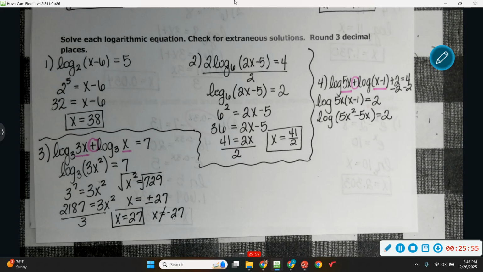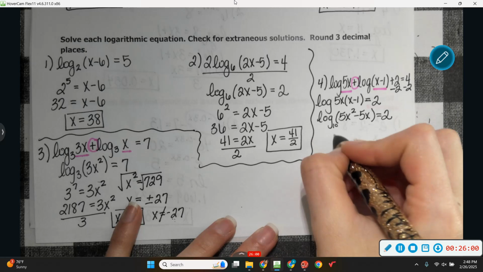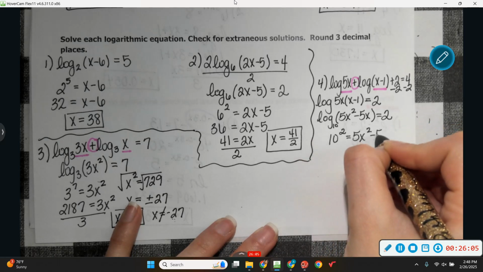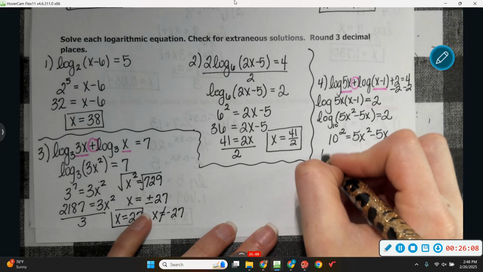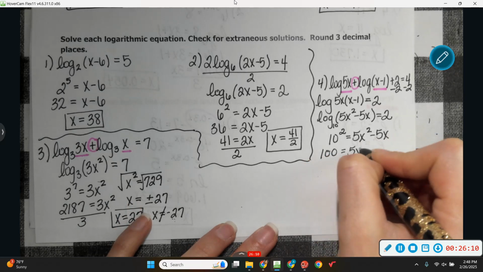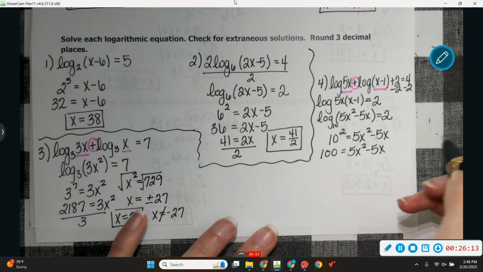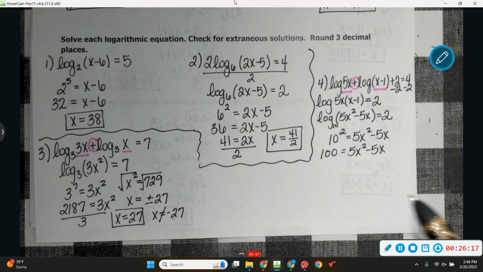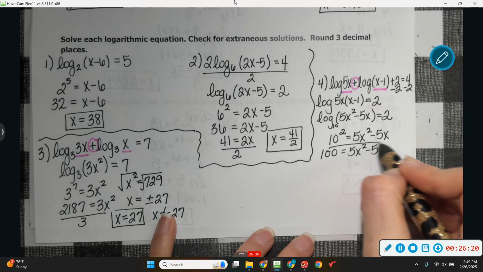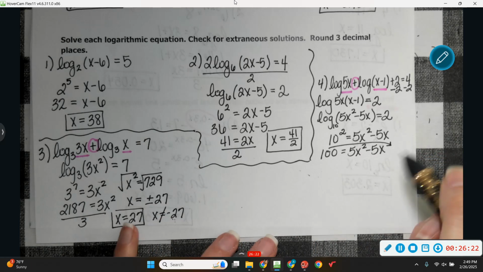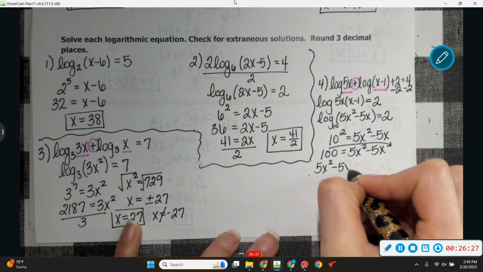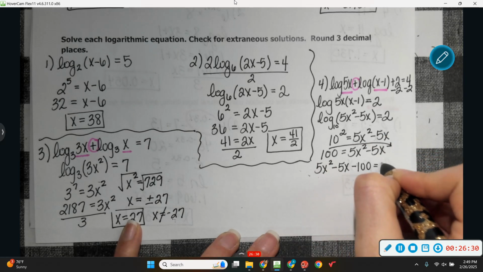Now notice I don't have a base written. If I don't have a base written, that means it's a common log. I have a base of 10. So when I rewrite it, I have 10 squared equals 5x squared minus 5x. 10 squared is 100. Anytime you have x squared, x, and a constant, your goal is to get it equal to 0 and factor. So I'm actually going to subtract the 100 so that I leave a positive x squared. So I have 5x squared minus 5x minus 100 equals 0.